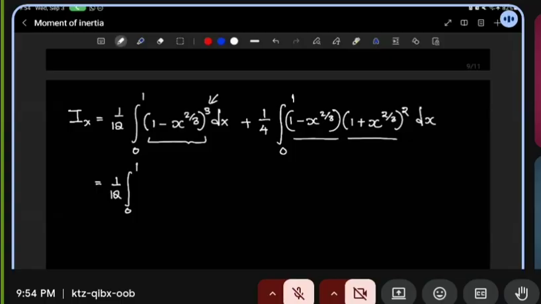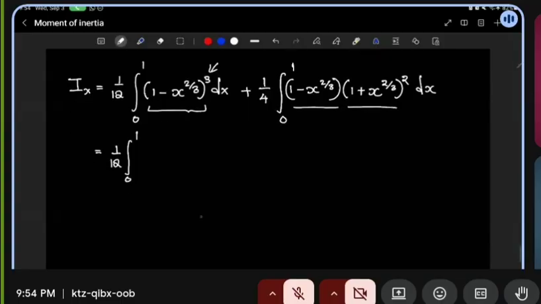So expand the first one first. The method you can use to expand is completely up to you. I'll go with the binomial. I have 1, 3, 3, 1. So I'll just use these coefficients since I see that it's a power 3. So I'll have 1.